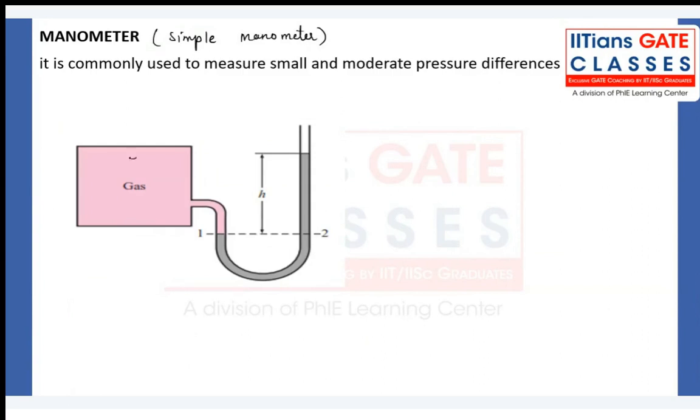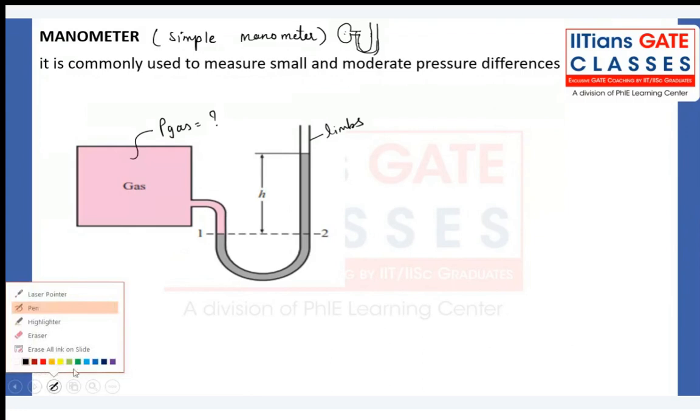Now if I want to measure the gas pressure directly, how can we measure it? Just insert a U-shaped tube, and we connect one end of the tube to the pipe where I want to measure the pressure. The pressure value will be reflected by the height of the liquid raised in the other limb, right? Now how can we measure the pressure, my dear friend? That is a very simple task. We just take point number one and point number two. They are on the same level.